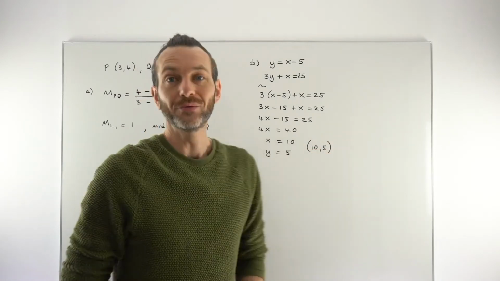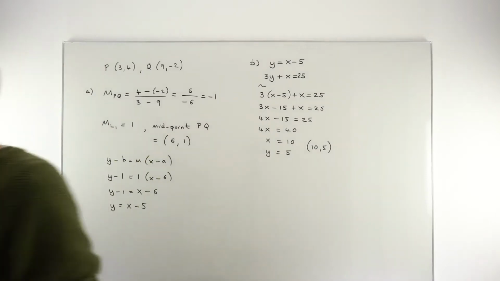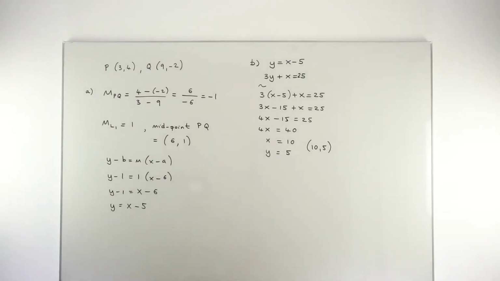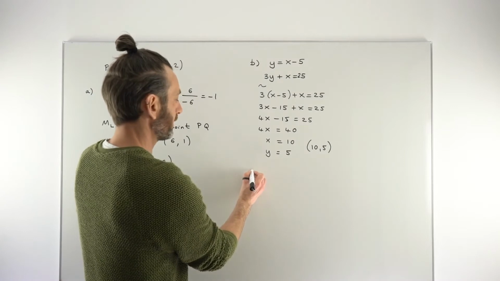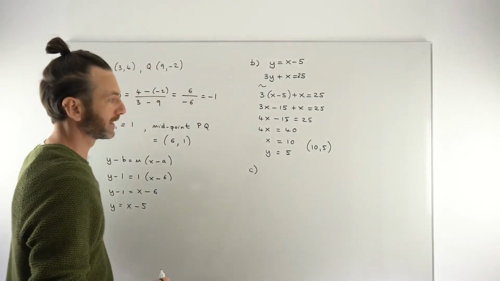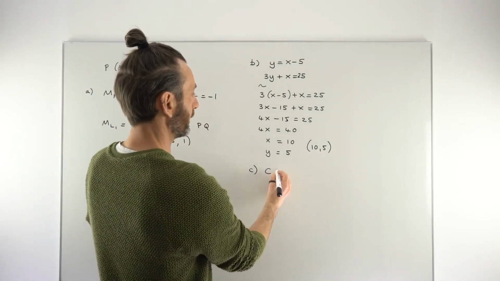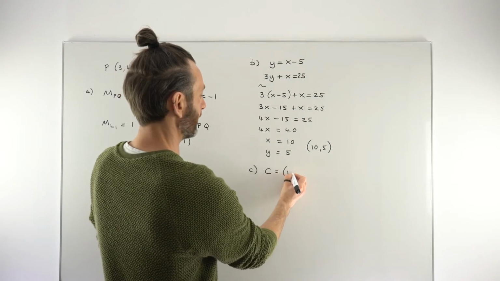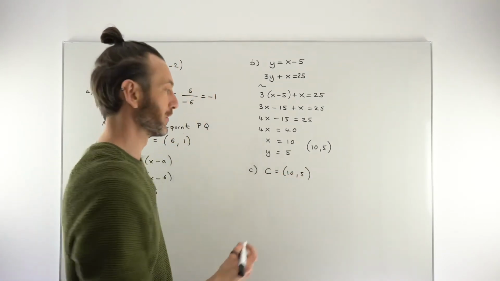Okay, so that's part B of the question, and then in part C of the question, they're asking us to make the equation of a circle, which really means that to make the equation of a circle, you need the center point and you need the radius. They're telling us that this is the center point, so we can say that the center of our circle is at 10, 5, so we've already got that. The only other thing we need to make then is the radius.